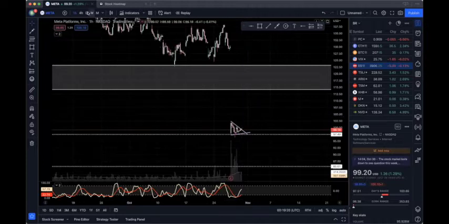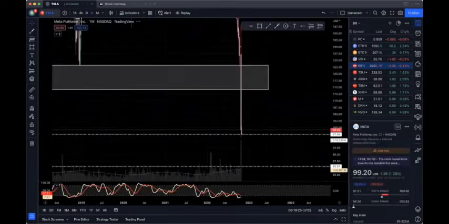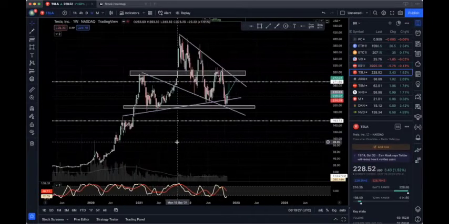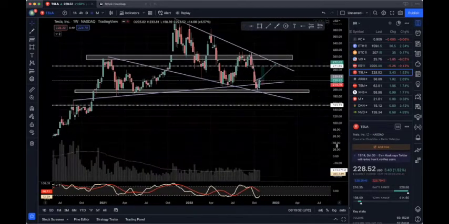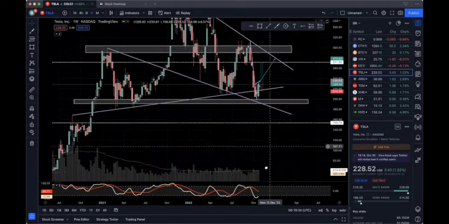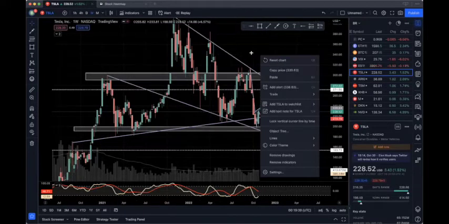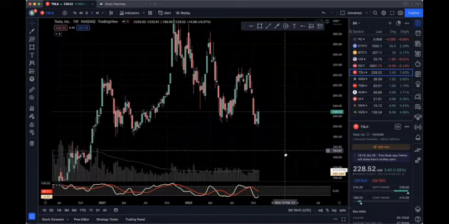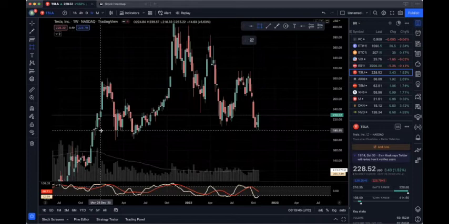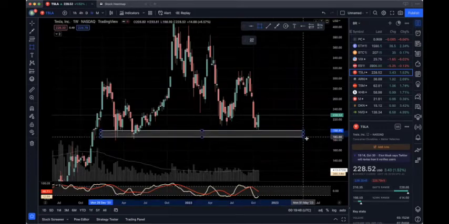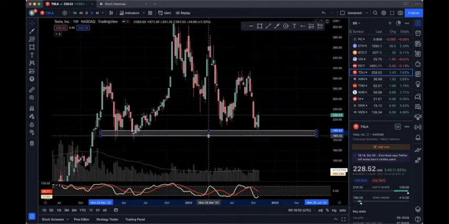Okay, can we look at Tesla? Yes. Okay, so Tesla, I've got a lot of analysis on this. I am in Tesla right now. So if we clear this chart off and just redo it, we can see we have a strong demand area here that seems to be very important because we're continuing to hold it.